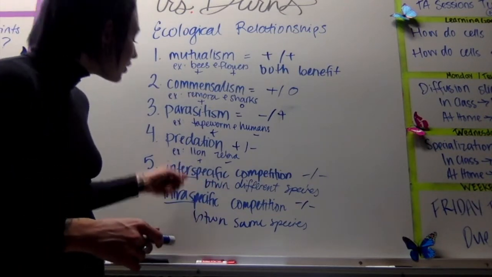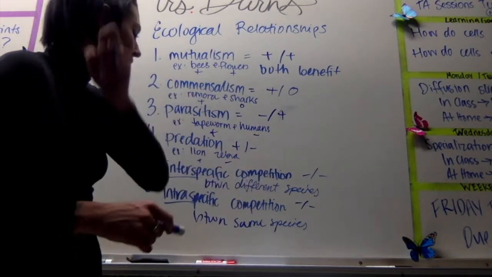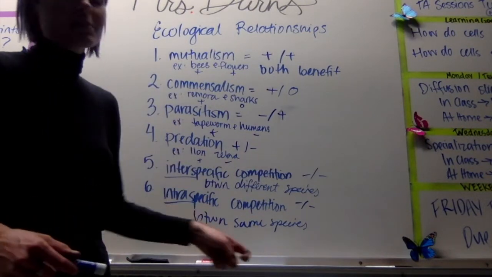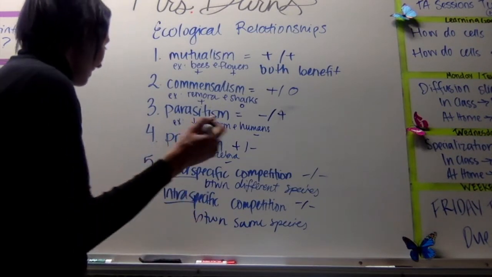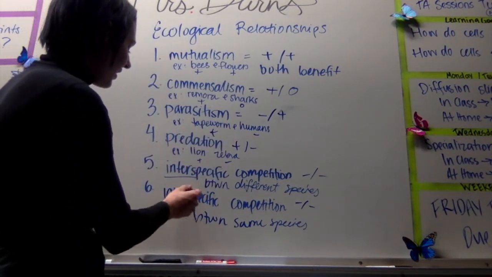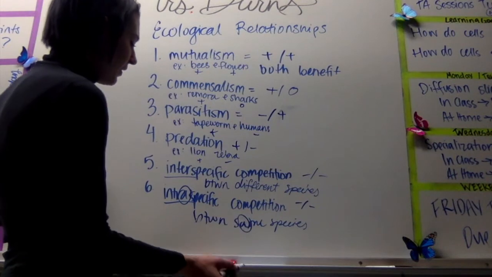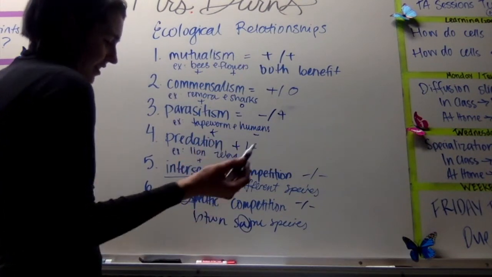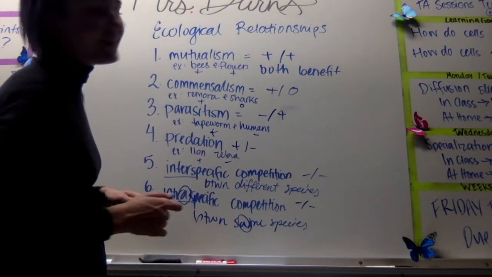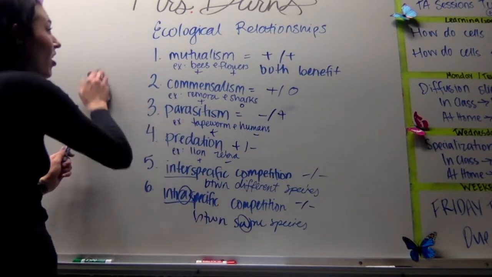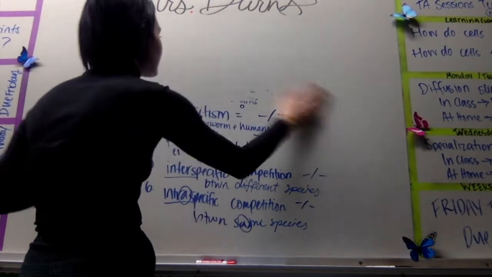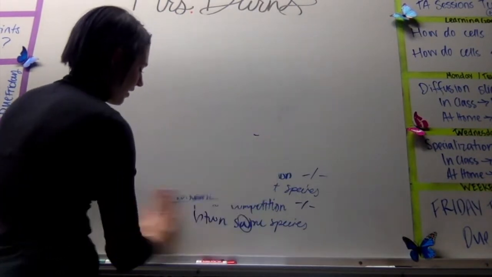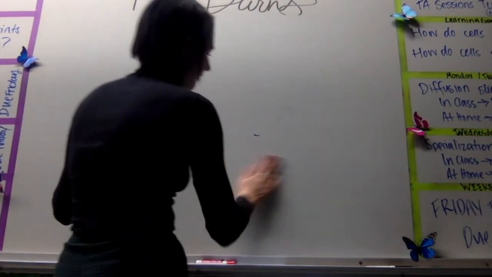So interspecific, remember, is between different species. Intraspecific is between the same species. I think of it because the letter A is in the word same. That's kind of the best I got for you guys. So that's ecology, kind of the main ideas that I'd like you guys to carry on about ecology for the final here.